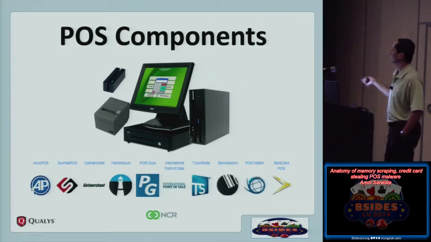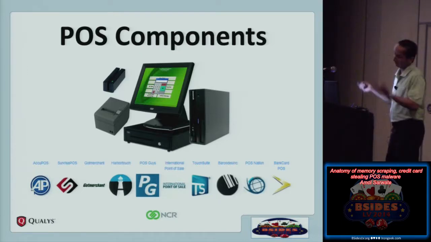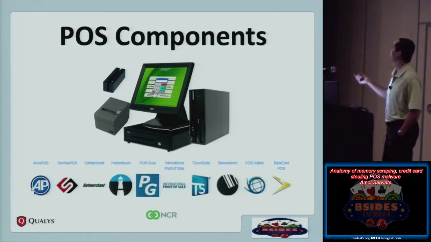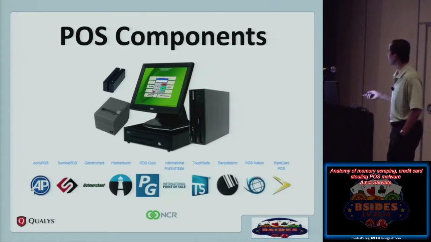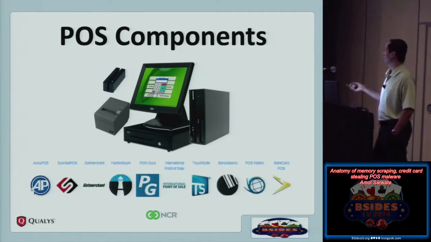Also, one thing missing is a barcode scanner here. So when you bring an item, they scan the item. I didn't get a pretty picture with a scanner in it, but there is also a scanner to scan your items. And so this is what a typical system looks like.